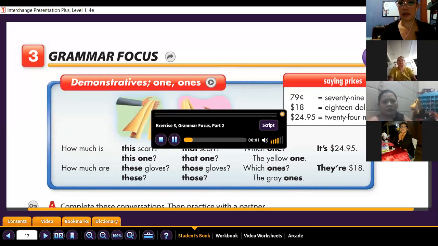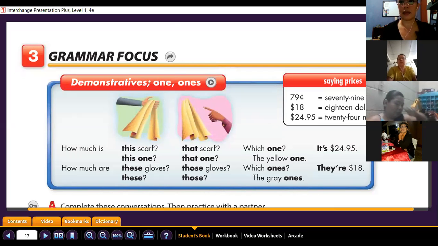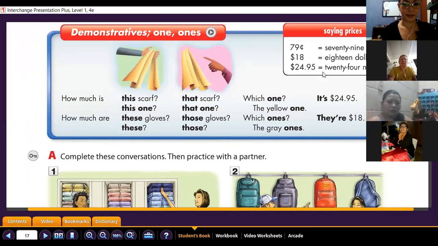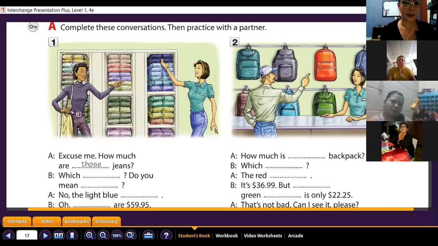Same prices? Saying prices. 79 cents. $18. $24.95. Okay, that's the grammar focus about. Do you have any question about this or is it clear? Is that clear for you? Yes. In my case, yes. All right. Perfect. So you can develop this exercise in your notebook. Put that in practice.